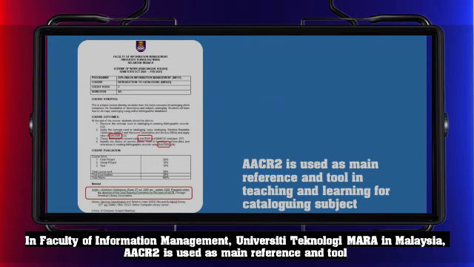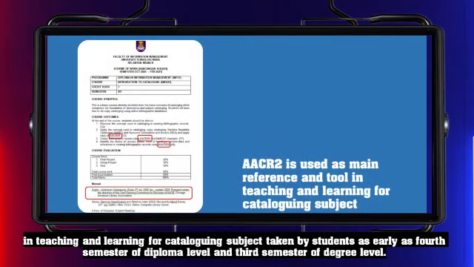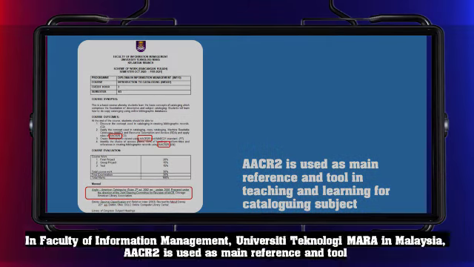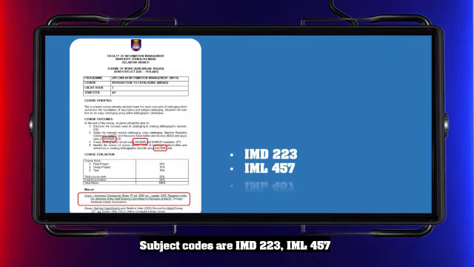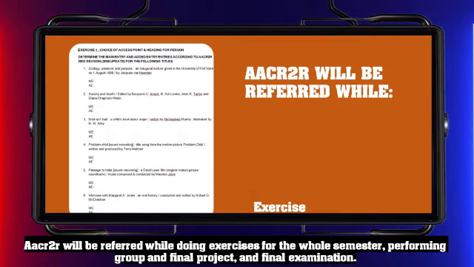In Faculty of Information Management, Universiti Teknologi MARA in Malaysia, AACR2 is used as main reference and tool in teaching and learning for cataloging subjects taken by students as early as 4th semester of diploma level and 3rd semester of degree level. Campus involved are UiTM Machang Campus, UiTM Puncak Perdana Campus, UiTM Rembau Campus, UiTM Merbuk Campus, UiTM Samarahan Campus, and UiTM Segamat Campus. Subject codes are IMD 223, IML 457.